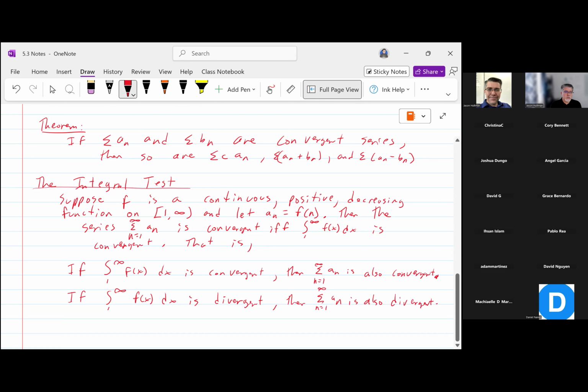Okay, so whereas the divergence test was just a test for divergence, this is a test for convergence or divergence. If we take the integral of the function that we're working with, the a sub n, from 1 to infinity, and it goes to a value, then it converges. If the integral does not exist, or it goes off to infinity, then it is divergent.